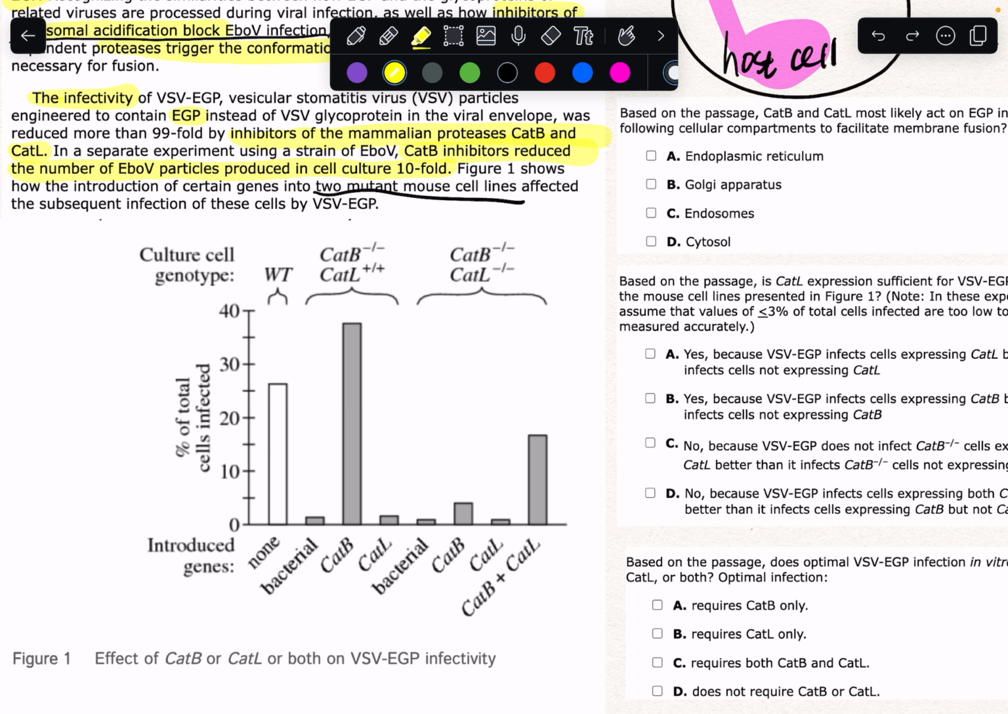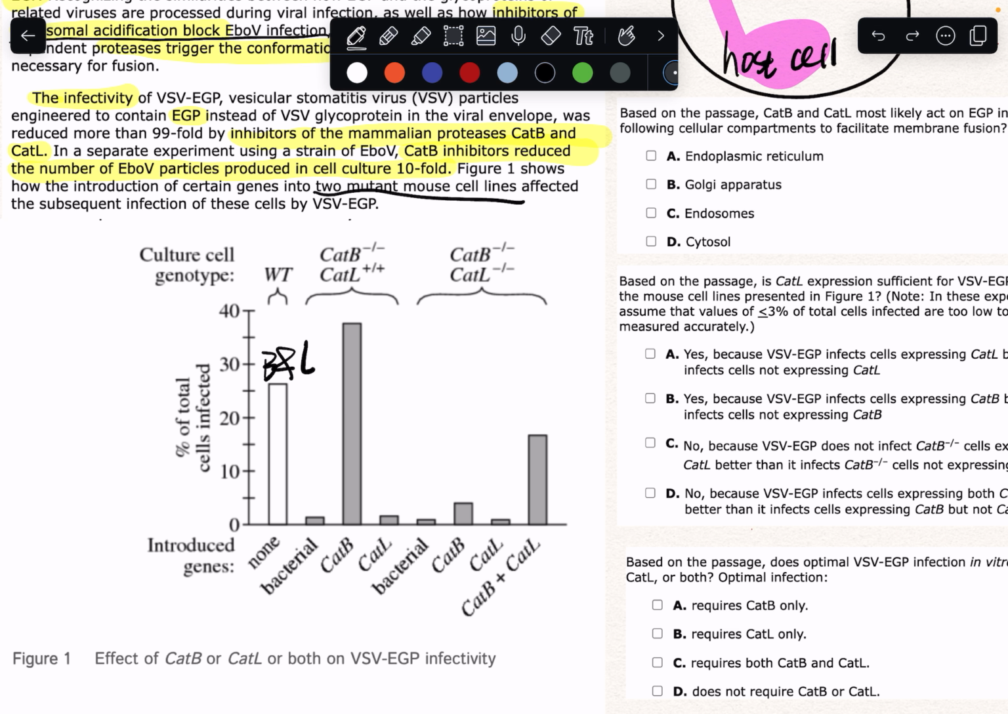So we see that without knocking out any gene, I have a pretty high infectivity. I have a pretty high bar because with this wild type, I have both CatB and CatL. I didn't knock out any gene. But I see that there are 2 special cases here. These 2 bars are pretty high as well. What is going on here?